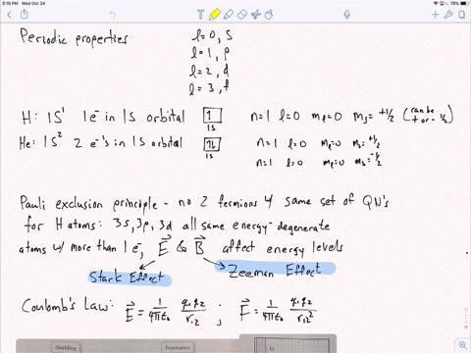So, anyways, but what about atoms with more than one electron? You have two effects. The electric field can cause the Stark effect, and then the magnetic field can cause the Zeeman effect. For electrons in an atom, the Zeeman effect is more pronounced.